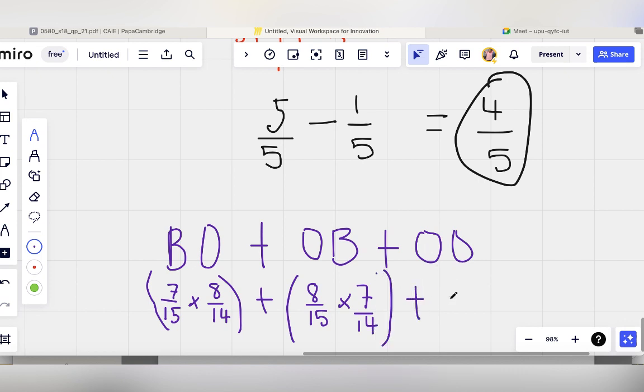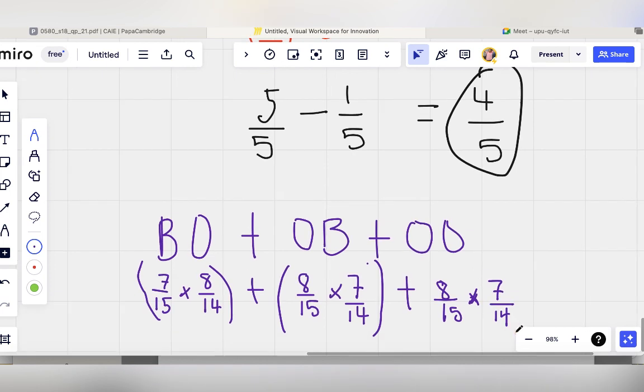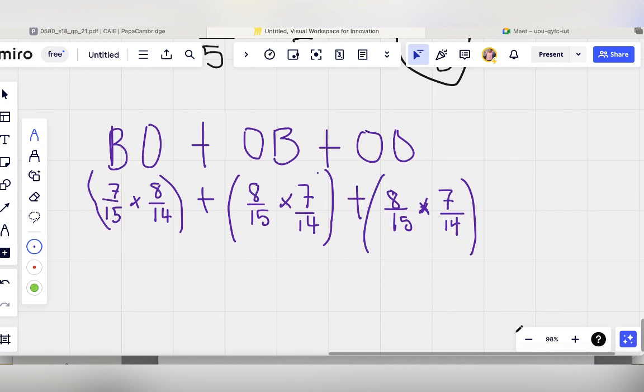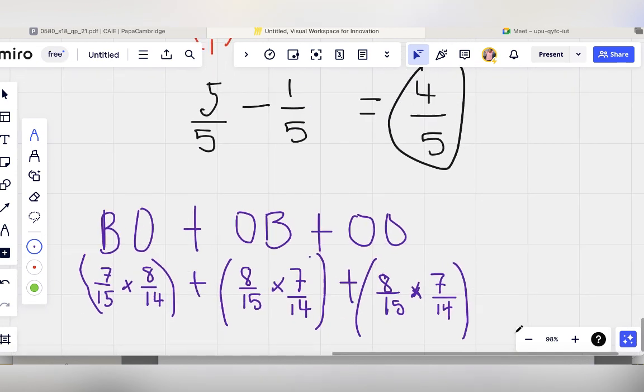Plus the probability of the first one being orange, which is still 8, right? 8 over 15, multiplied by the second one being orange, which will no longer be 8, it will be 7, right? Because we removed the first orange. The second one being orange again will be 7 over 14. So you close the bracket for this also, and then you solve each of them, and you still get the overall final answer of 4 over 5.